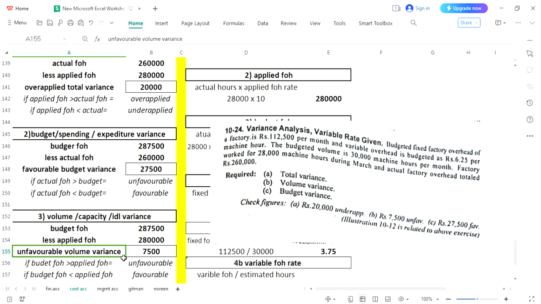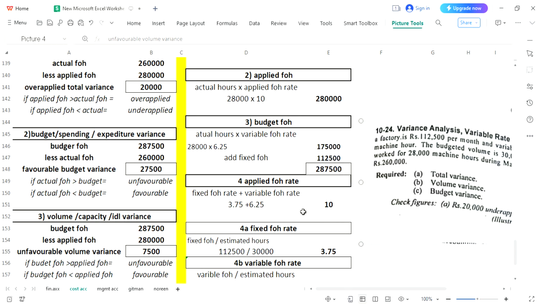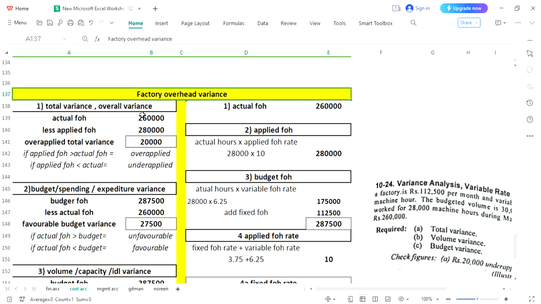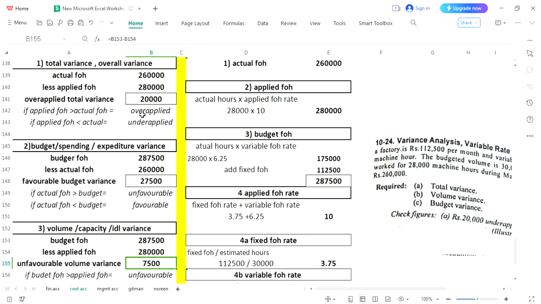So, 10.24 solution is ended, but I really suggest you, whenever you complete a question, please review that question before handing it over to your examiner, as it might be possible some of the factors were missed. So the first variance calculated, answer was matched. Second variance calculated, answer was matched. Third variance calculated, answer was matched.